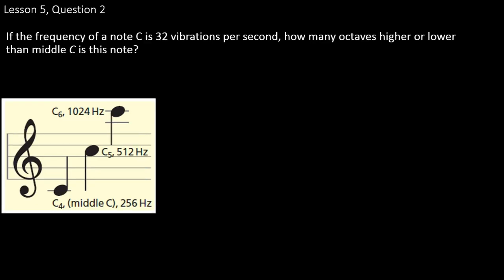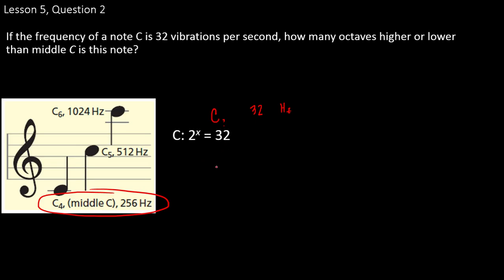Next, we're told if the frequency of a note C is 32 vibrations per second, how many octaves higher or lower than middle C is this note? Okay, so we are being asked to solve how many octaves, so we're going to have a number of octaves as our answer. And we know we're comparing to middle C, so let's keep our eye on that. We're told that this new frequency, C something, is equal to 32 vibrations per second, 32 hertz. So how many octaves higher or lower than middle C is this note?